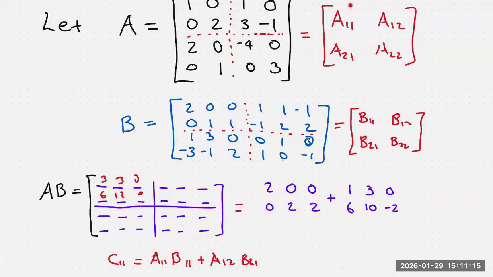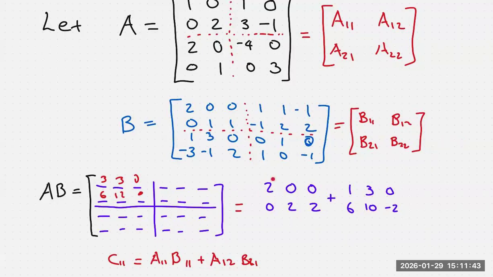So this A11 by B11: 1 times 0, 0 times 1. That's how I do it. How I do it is 1 times 2 plus 0 times 0. I'm trying to connect the steps to see how you get the 0, the 1, the 3, etc. All right, let's go again.